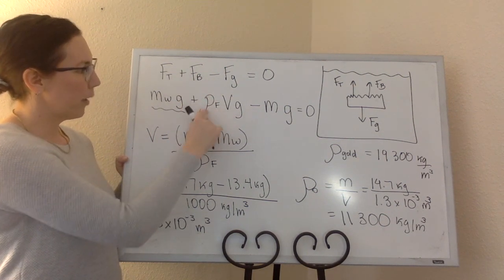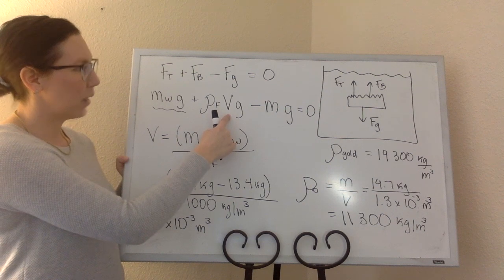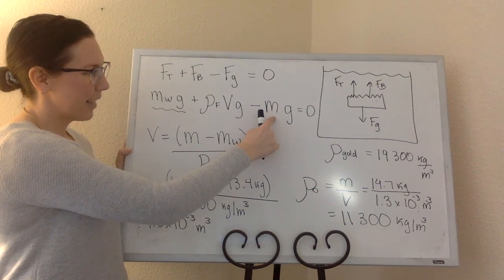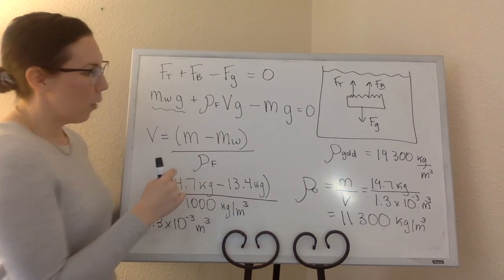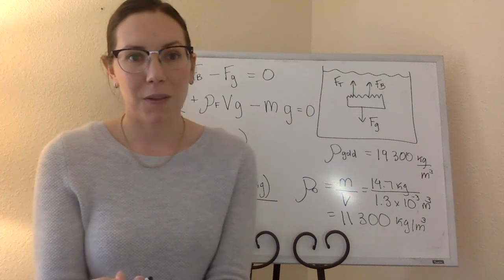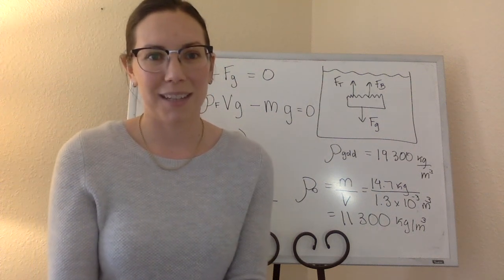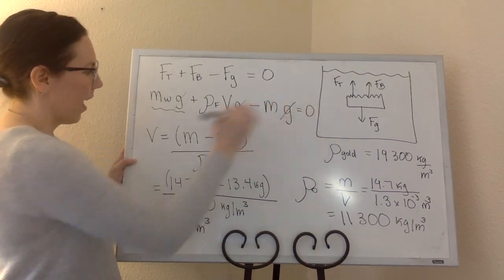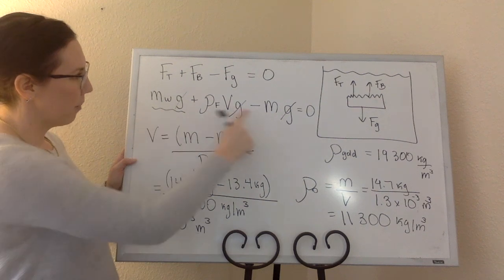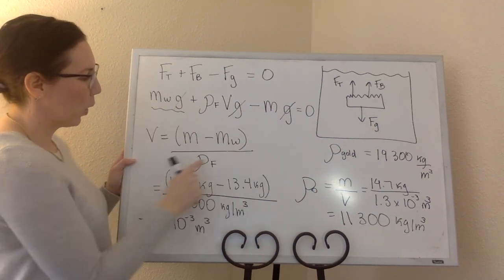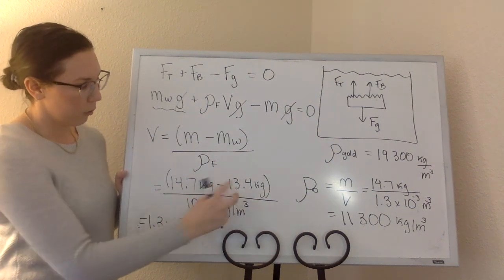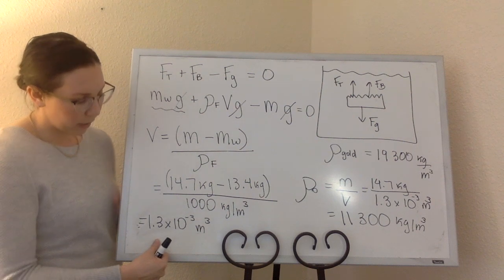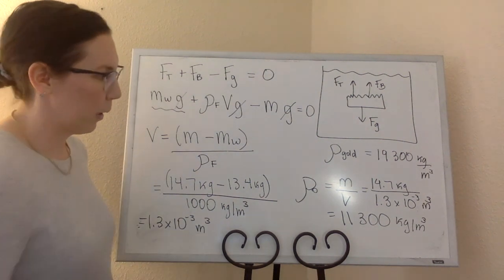Then I have the buoyant force, the density of the fluid, water, times the volume of the crown, or the volume of the object submerged, g, minus the true mass, m, times g. Now what we want to do is solve for that volume of the crown so that we can use its true mass to then determine its density. Okay, so g will cancel everywhere again, and then I can solve for the volume. It's the true mass minus mw over the density of the fluid. Subtracting them divided by 1,000 kilograms per meter cubed gives me 1.3 times 10 to the negative 3 meters cubed.